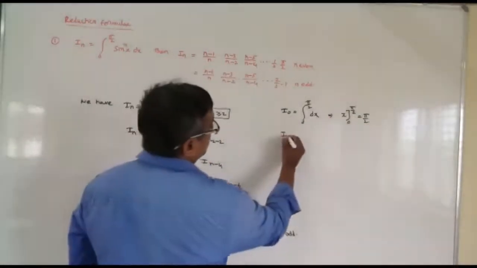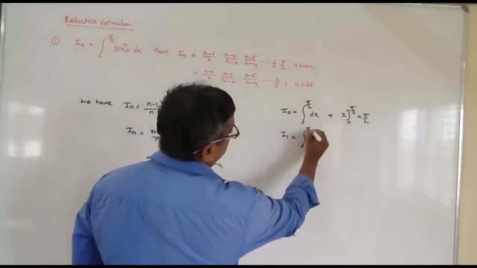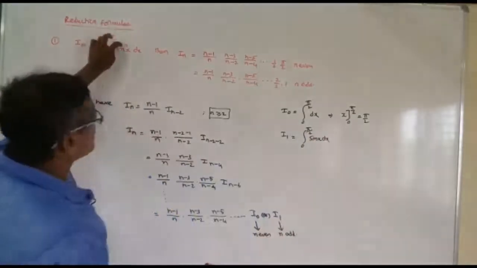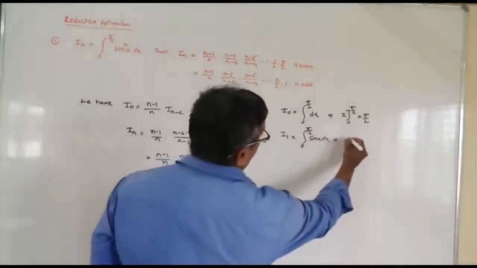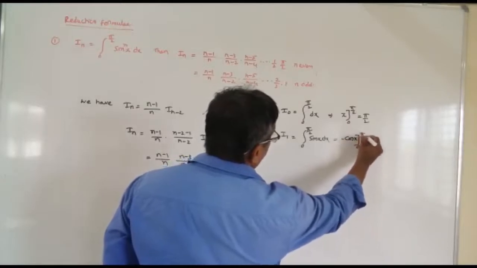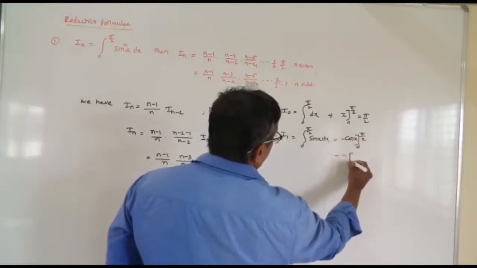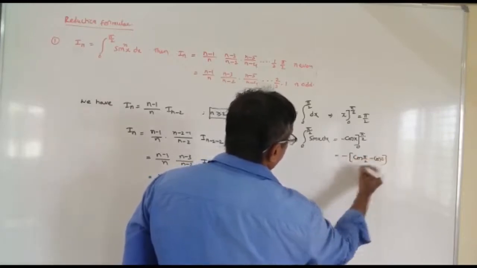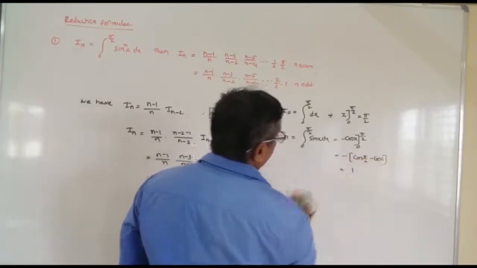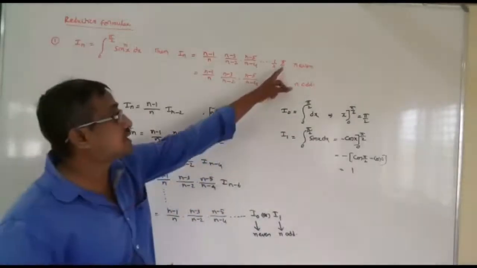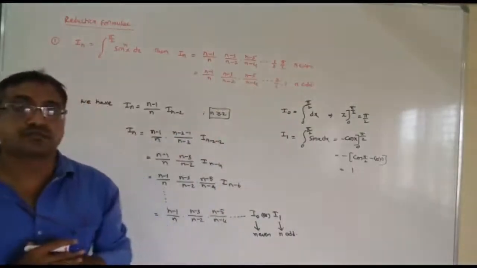Now what is I1? I1 is equal to integral 0 to pi by 2 sin x dx. Put 1 here. So minus cos x to the limits 0 to pi by 2, minus of cos pi by 2 minus cos 0. So you will get 1. So that is why they have finally pi by 2 and 1.